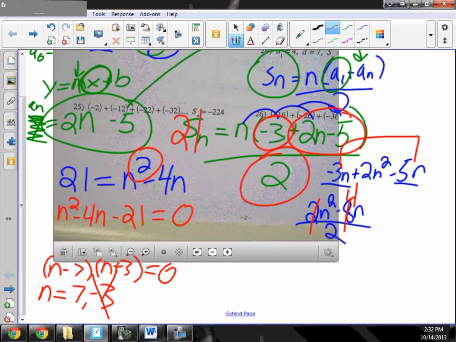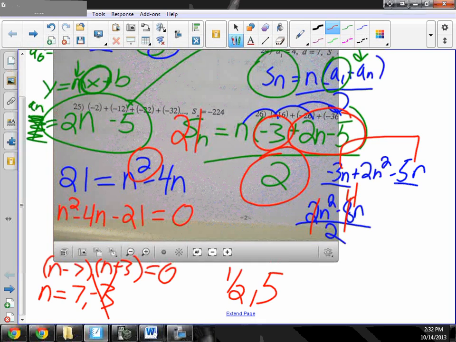What happens if I got something like 1/2 comma 5? Are those both valid answers? You can't have half. You can't have a sub 1/2. It's a sub 1, a sub 2, a sub 3. You can't have half terms. They have to be whole number terms.